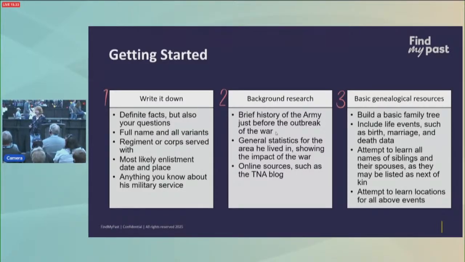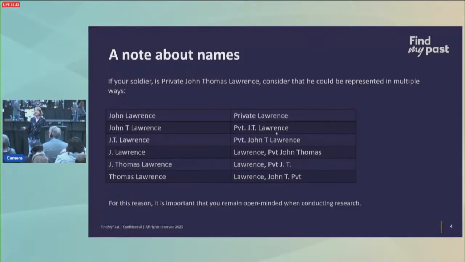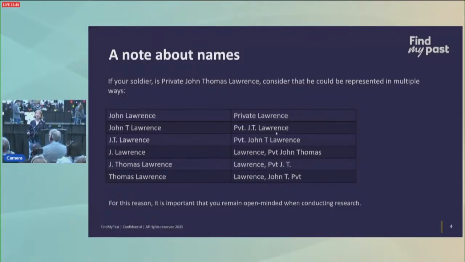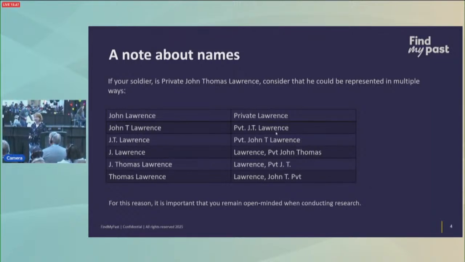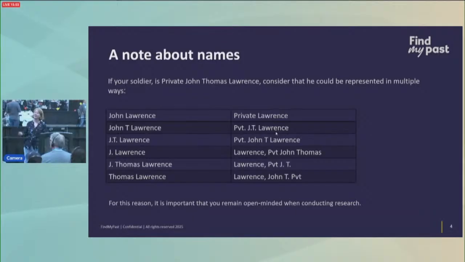Okay, let's talk about names for just a second, though. Names can be tricky, especially in military records. So just looking at a very standard example of a man named John Lawrence. He could be talked about in military records in a variety of ways. It could be John Lawrence, John T. Lawrence, J.T. Lawrence, J. Lawrence, J. Thomas Lawrence, Thomas Lawrence, Private Lawrence, abbreviated Private J.T. Lawrence, Private John T. Lawrence, et cetera, right?